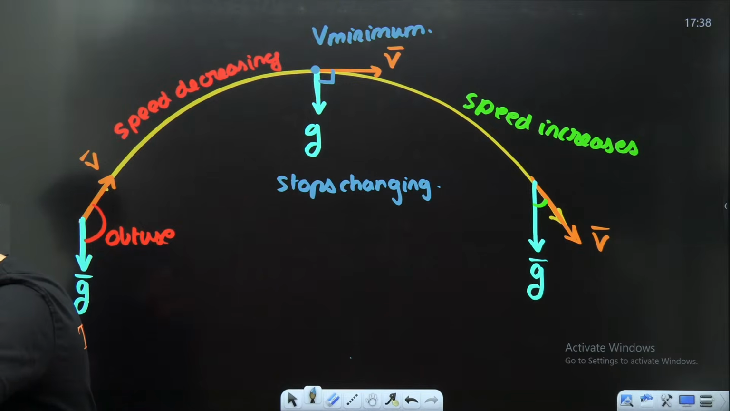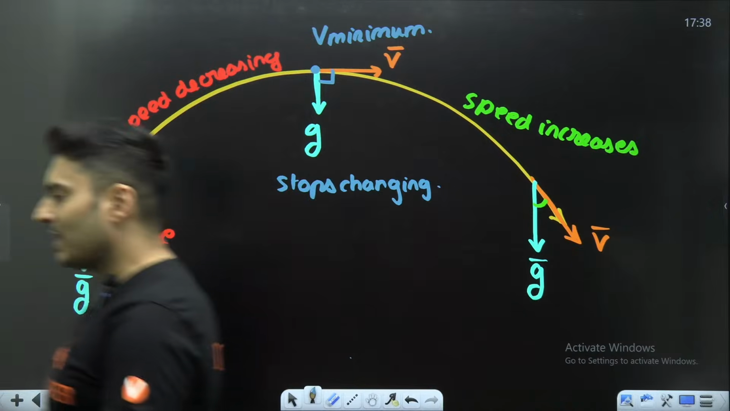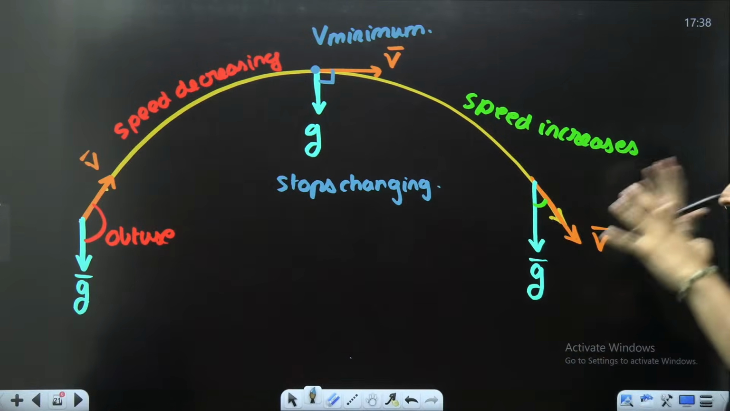Yes, yes, Basim, Abdullah, I will be doing projectile on an incline also in this session. Till this point, is everything absolutely clear?